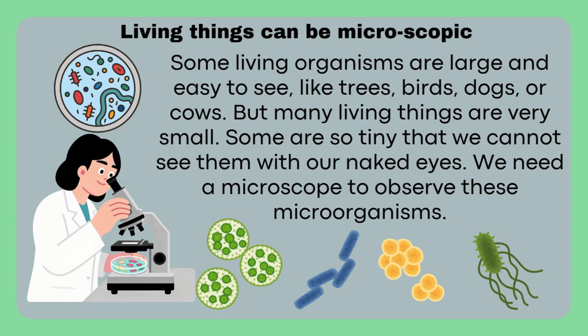Living things can be microscopic. Some living organisms are large, easy to see, like trees, birds, dogs, or cows. But many living things are very tiny. You cannot see them with your naked eyes. We will have to use a microscope to observe them. So, when you observe the tree trunk, you could notice earthworms, snails, and spiders, which were easy to spot with your naked eyes, but at the same time, there might be some bacteria and fungi, which were microscopic, so we could not notice them with our naked eyes.